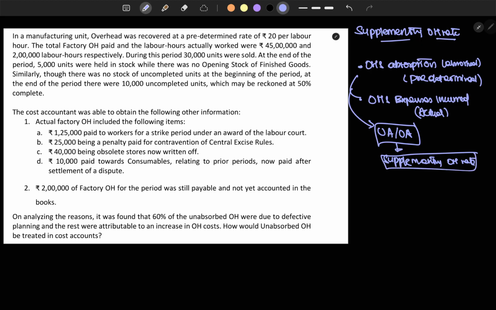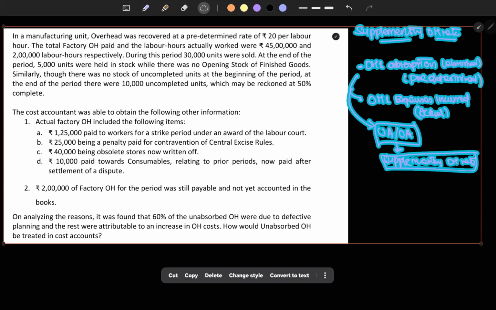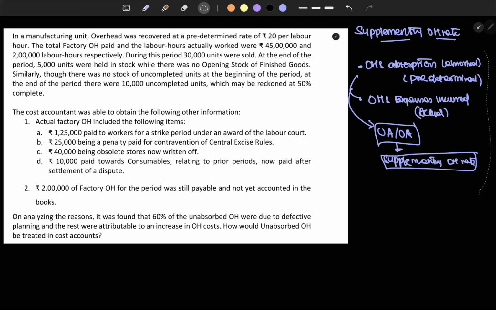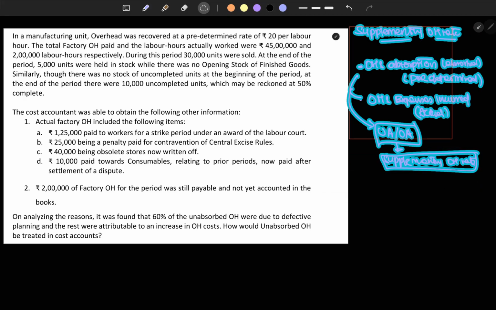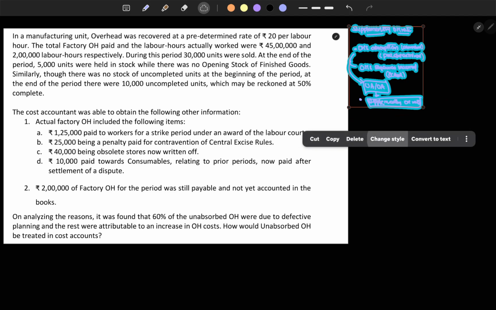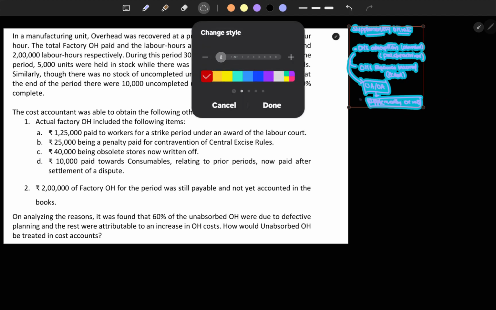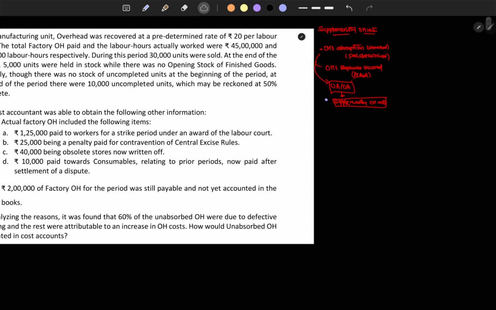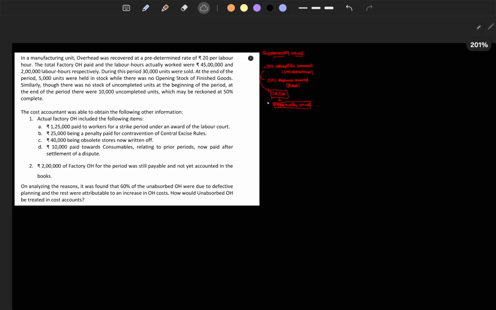Okay, now let's minimize this so we'll get more space to start the sum. Okay, yes.